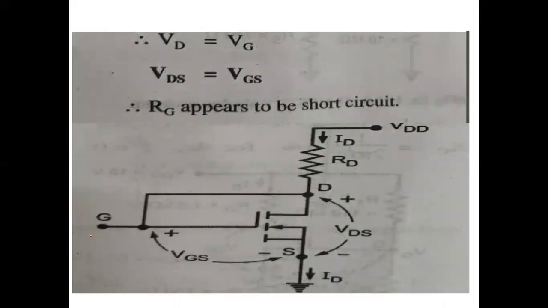Okay. Now the gate terminal is directly connected to the drain terminal, which simply means gate voltage equals drain voltage. Since the source is grounded, it is a common source configuration. So gate to source voltage equals drain to source voltage, or VGS equals VDS. That is the first point, the DC equivalent circuit.